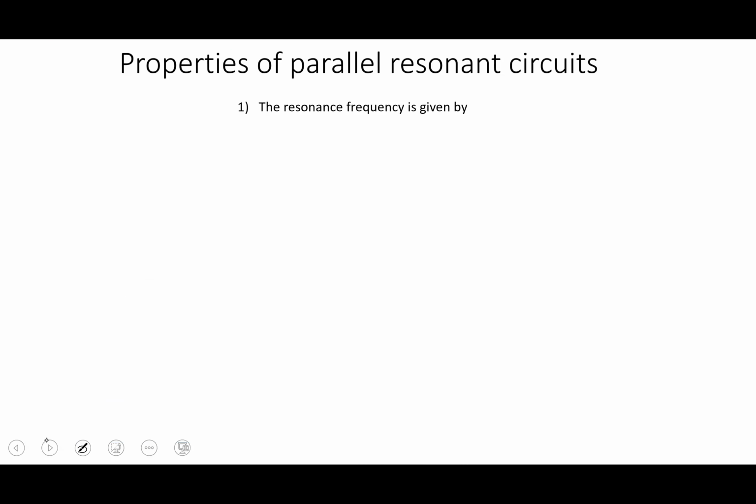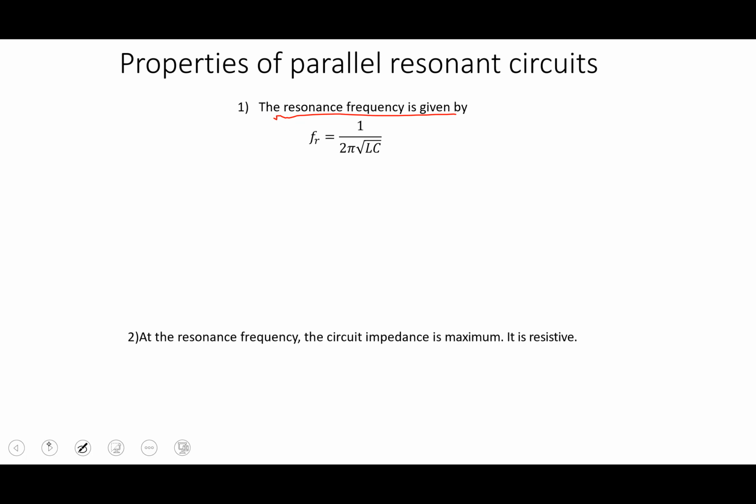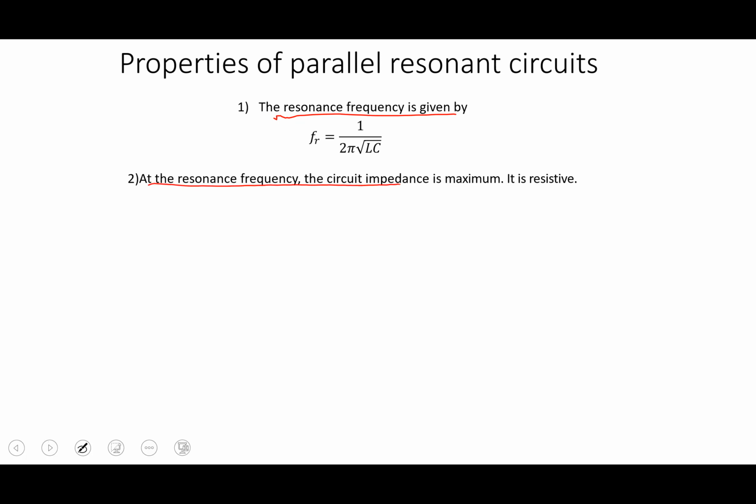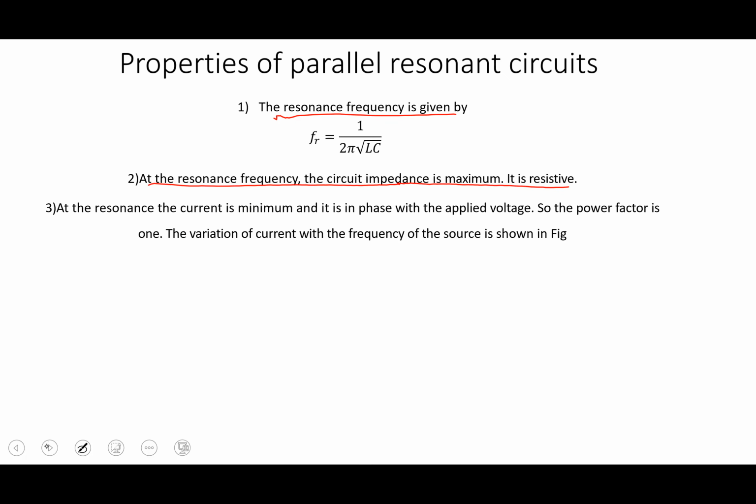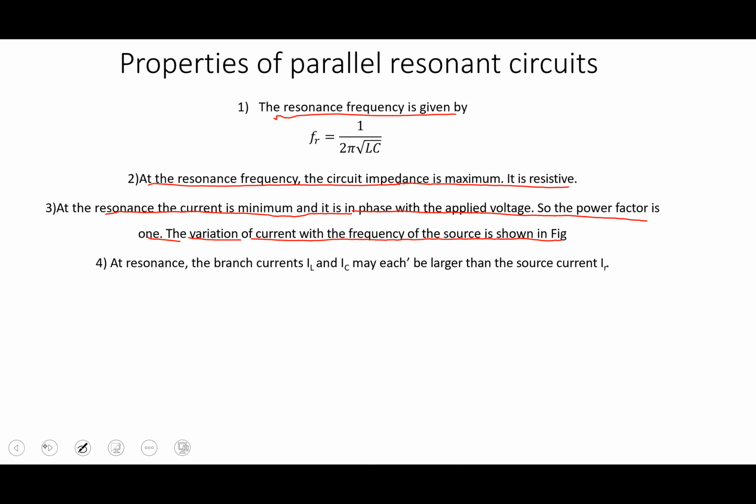So let us read the properties of the parallel resonant circuit. The resonance frequency is given, again, by FR is equal to 1/2 pi under root LC. At the resonant frequency, the impedance is maximum. That means the stopping power is maximum and it is resistive. At resonance, the current is minimum. It is in phase with the applied voltage, so the power factor is 1. The variation of current with frequency of the source is shown in the figure. At resonance, the branch currents IL and IC may be larger than the source current. That means no matter if they are greater, they both are going to cancel each other out at the end.